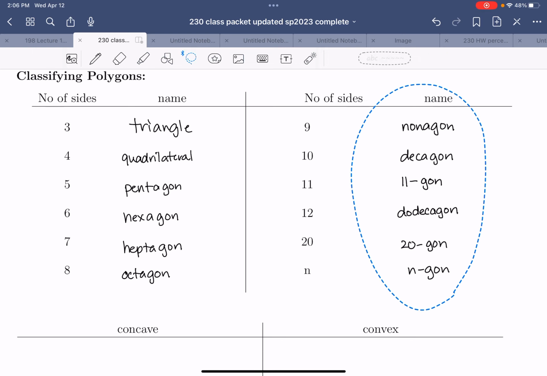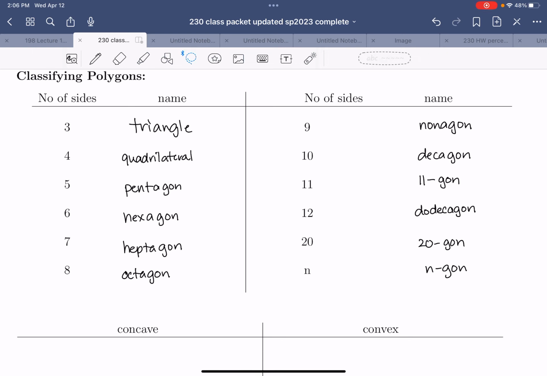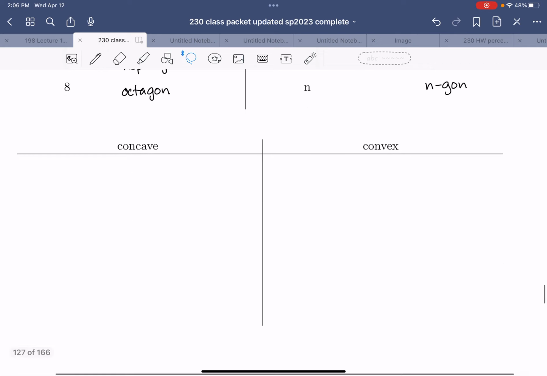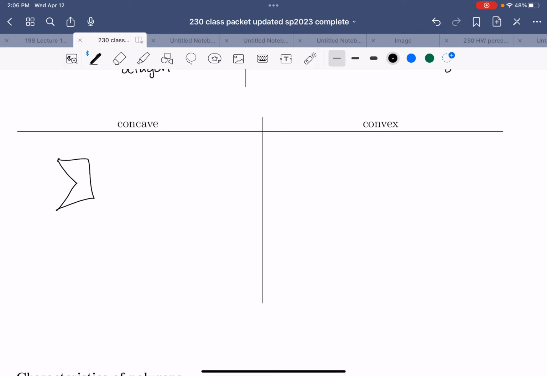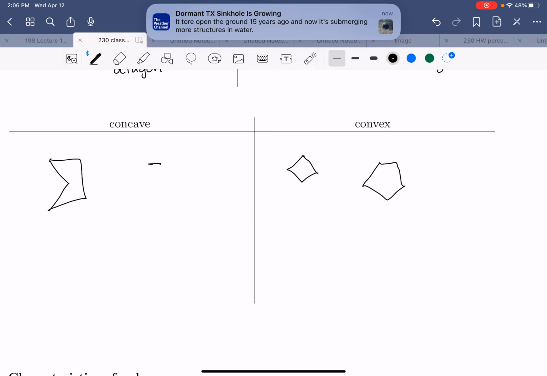And I'm a little off with my position. Let me move them over for you. There we go. Okay. Now that we know what to call them based on their number of sides, we want to talk about whether they are convex or concave. So concave is something that looks caved in. So something like this, let me start drawing, would be concave, whereas this one would be convex. Something like that is concave.